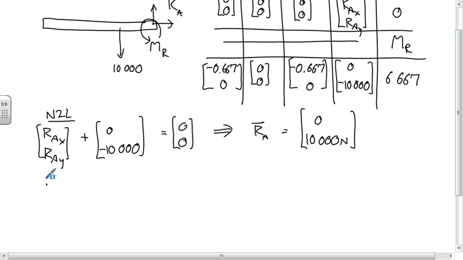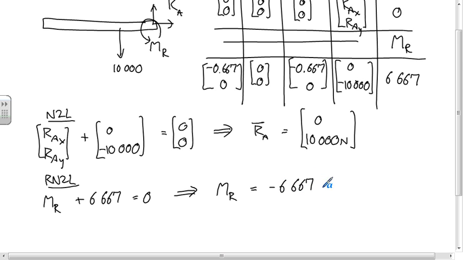And the rotational equation says Mr plus 6667 is equal to 0. So Mr is equal to negative 6667 Newton meters. Any questions about that?